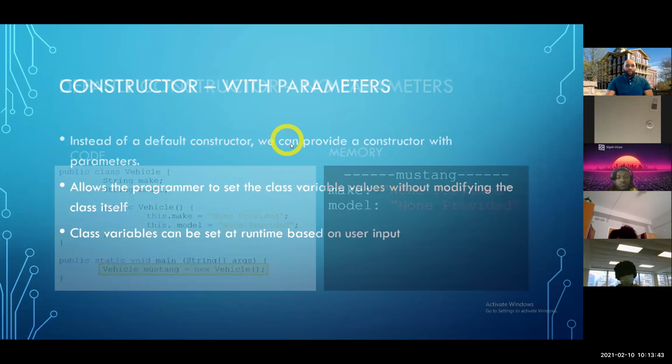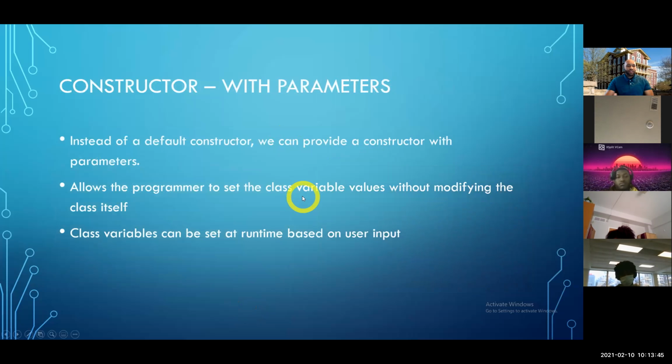All right. However, we can create constructors with parameters. So that way, the user can put it in based on their input from the console, or you can get it from another part of your program. So when we create this vehicle object, we can set those initial values to whatever we want.